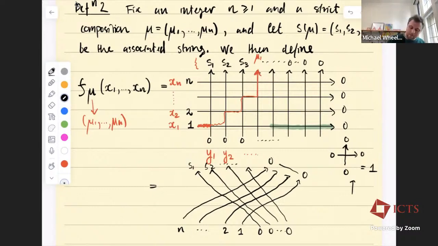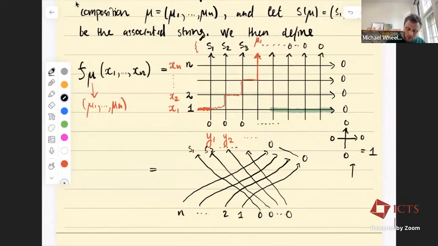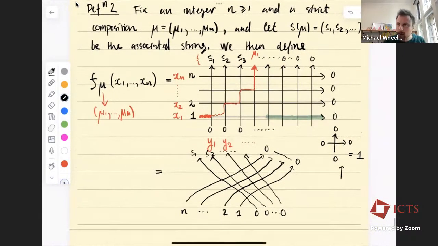Okay. Are there any questions about the definition of this function? Okay.